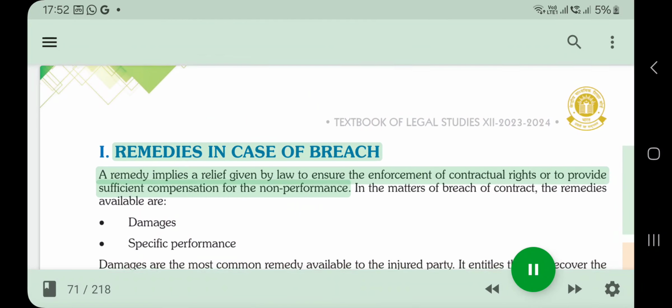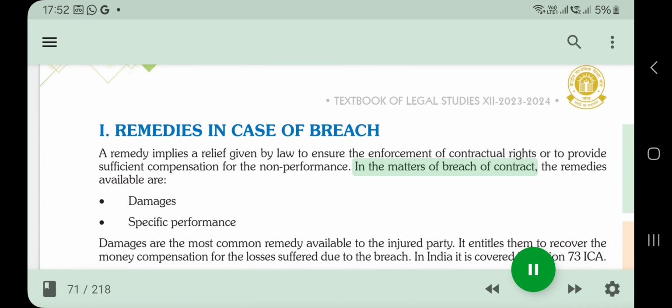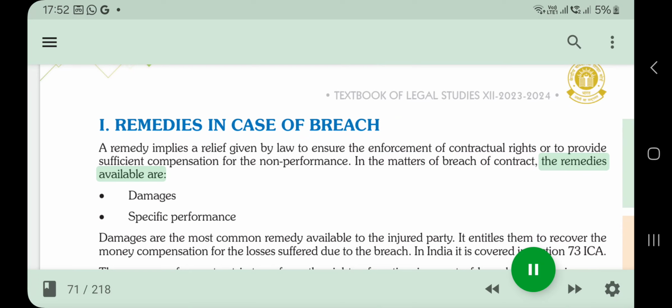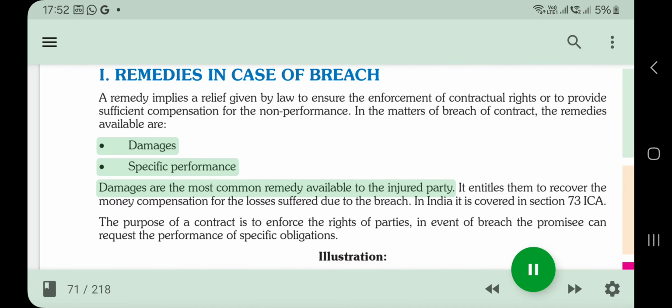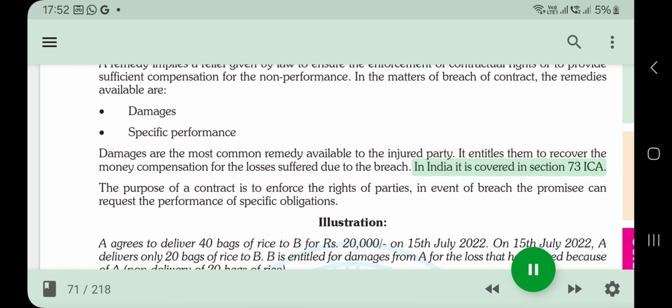Remedies. In case of breach, a remedy implies a relief given by law to ensure the enforcement of contractual rights or to provide sufficient compensation for the non-performance. In the matters of breach of contract, the remedies available are damages and specific performance. Damages are the most common remedy available to the injured party. It entitles them to recover the money compensation for the losses suffered due to the breach. In India, it is covered in Section 73 ICA.